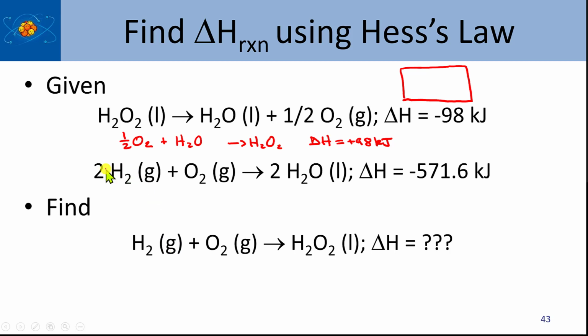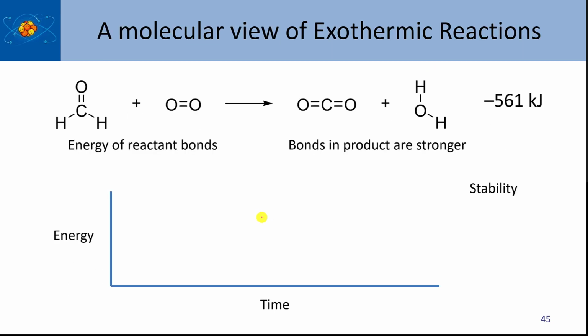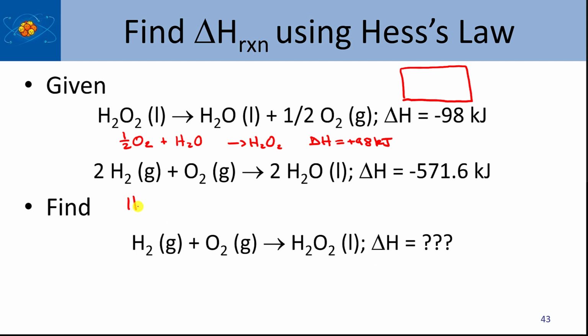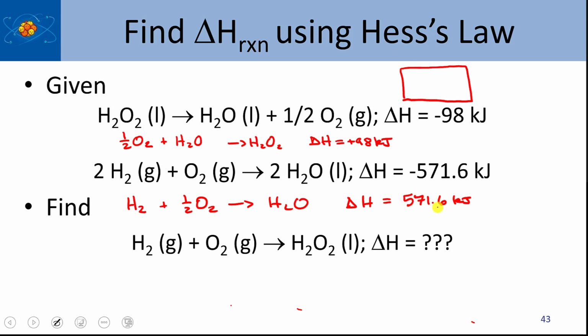So what I can do is use this as a guide to say I need to have this reaction. So I'm going to write it as H2 plus 1/2 O2 makes H2O, and delta H for that is equal to half of the original value because I halved it. I didn't reverse it, so I don't have to change the sign. But I'm going to go 571.6 kilojoules, and this is what I like to do so I don't lose track of what I'm doing. I just put a divide by 2 like that.